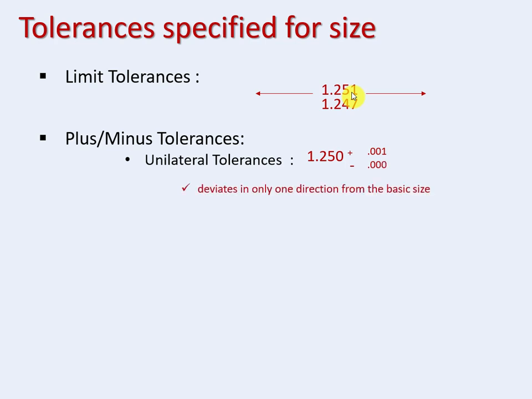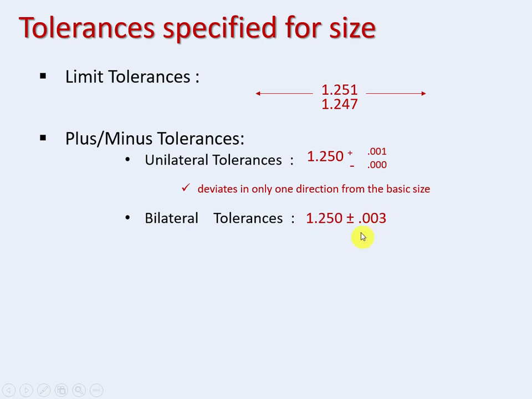Deviation is only one direction from the basic size. As you see, the lower limit is nothing. That means the minimum dimension acceptable is 1.25 exact. The maximum one is 1.251. And bilateral tolerances, 1.25 plus minus 0.003.